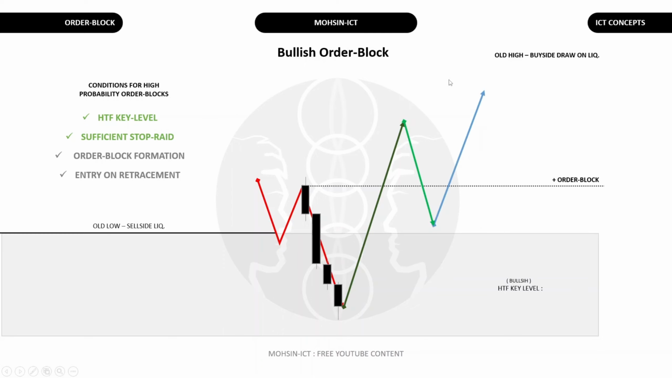So that's the formation of a bullish order block. A bullish order block is the change of state of delivery from sell side to buy side. And a high probability bullish order block will always have a higher time frame key level and a sufficient stop rate.